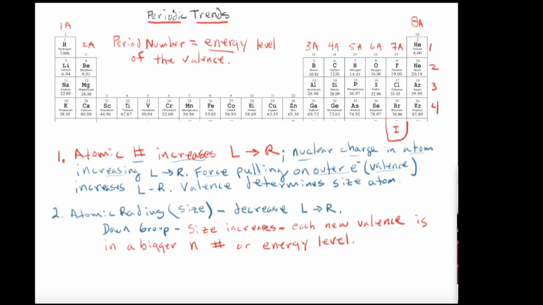And you can see as you go down from helium that each time we move down, the valence has moved out to a completely new energy level. So from neon to argon, the valence is going from energy level 2 to energy level 3. And then argon to krypton is moving from energy level 3 to energy level 4. So the distance of the valence is increasing.